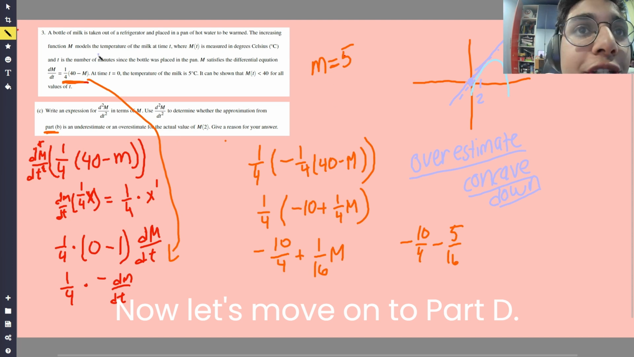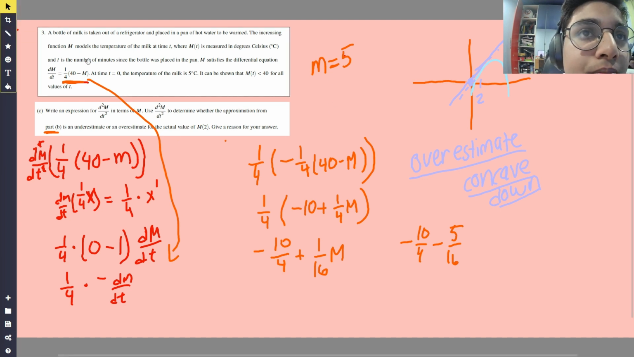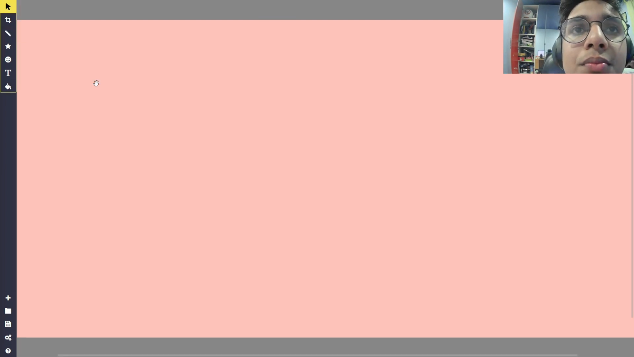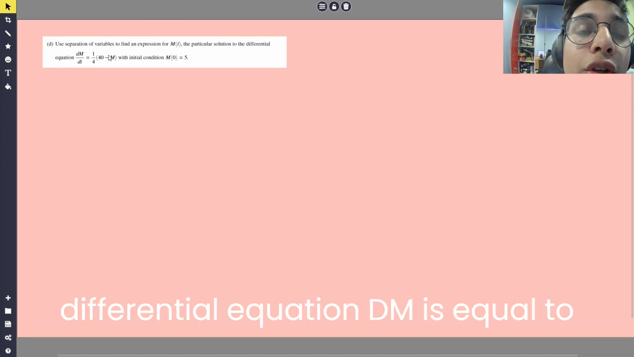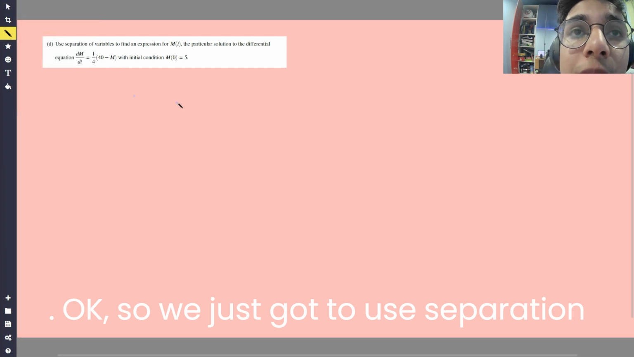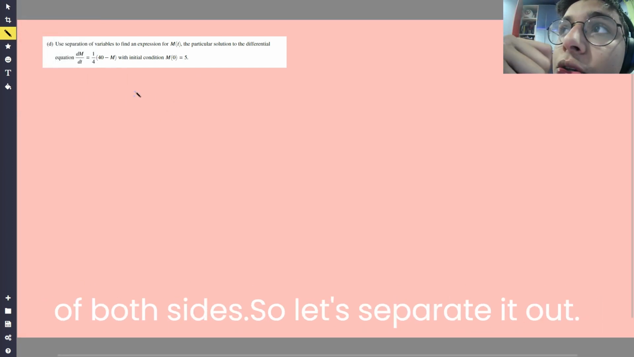Now, let's move on to part D. Use separation of variables to find an expression for the differential equation dm. Okay, so we just got to use separation of variables. We're going to take the integral. It's that simple. We got to take the integral on both sides.